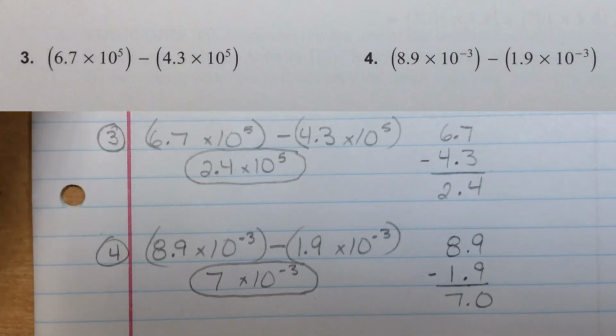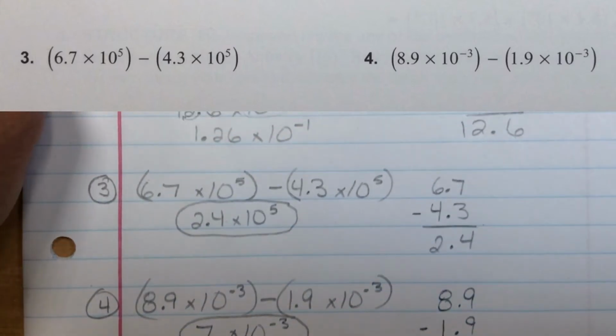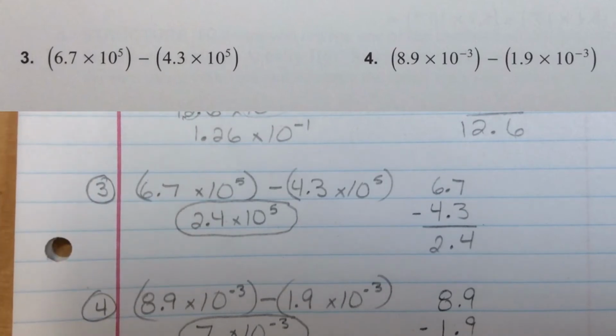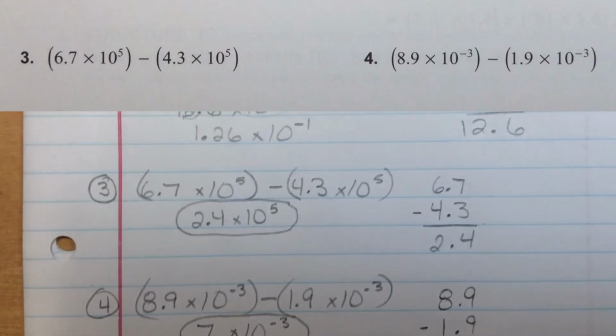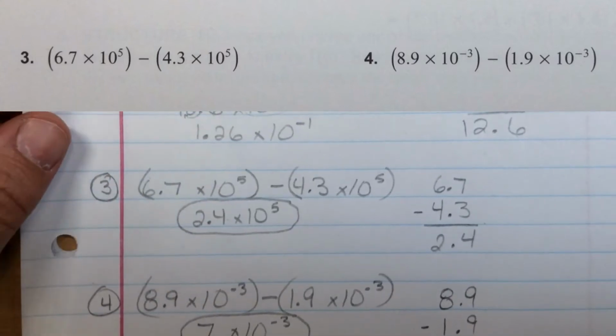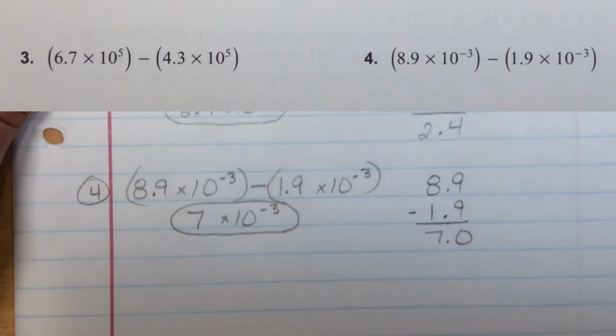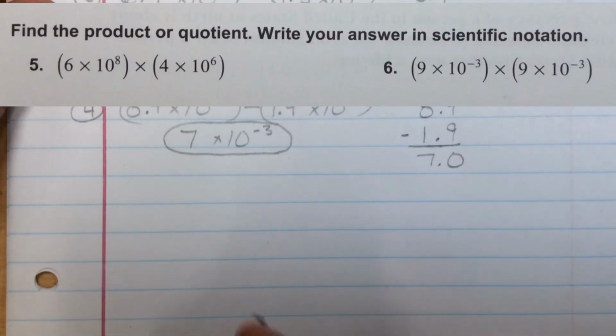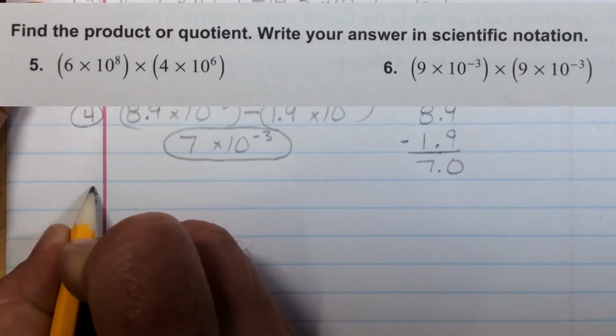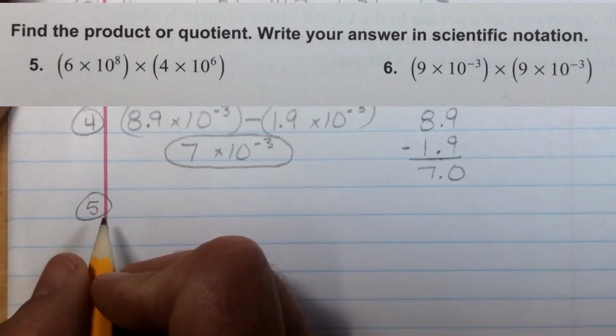Remember that if they did not have the same power of 10, which all of those did, you would have to change one of the numbers so that they did have the same power of 10. You can remember to watch the lesson that went along with this, going through the examples. Well, for number 5, we are finding the product.